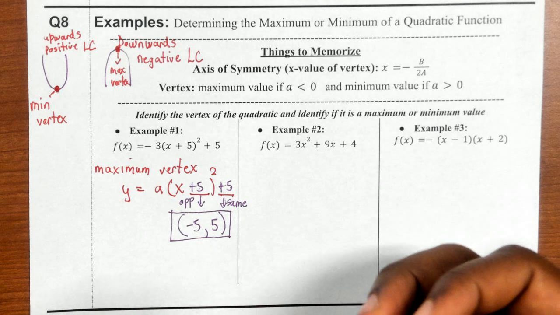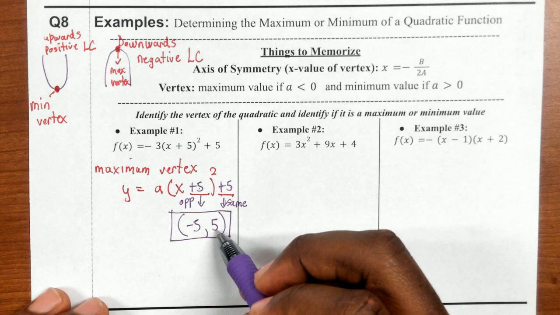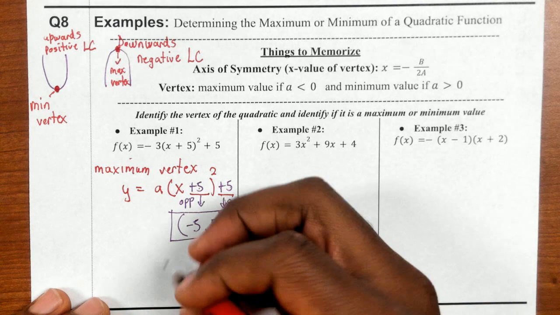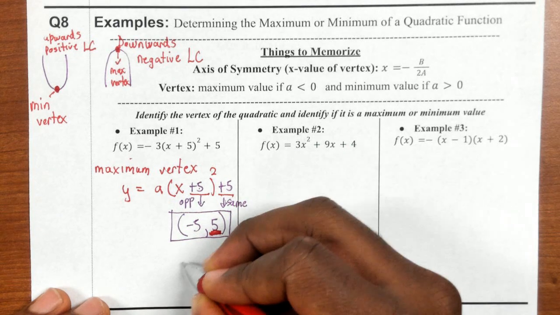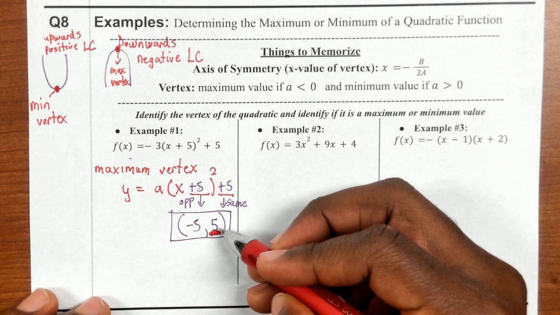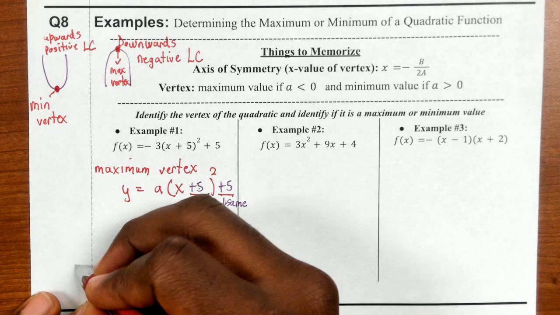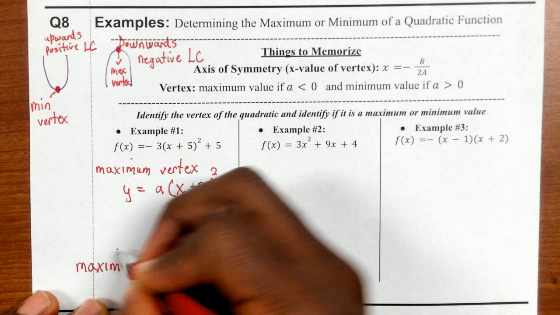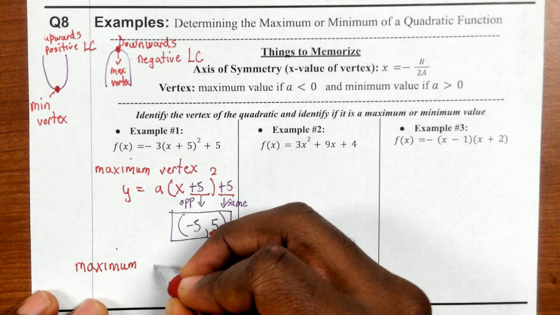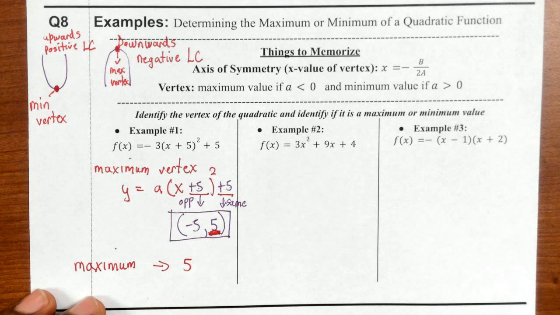And this would be the coordinate for that vertex. However, it will ask you what is the maximum. The maximum will be the y value of that vertex, which is the 5. So again, this 5 would represent the maximum value of your vertex. So you would write that it's a maximum, and the maximum value of that vertex is 5. Okay, so let's try the next one.